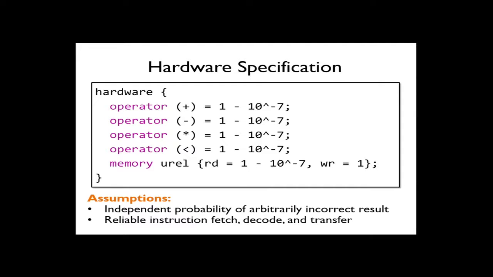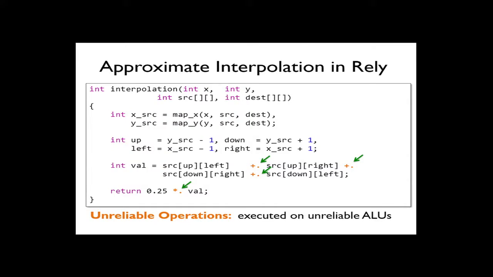So that gives us our hardware spec. Again, individual reliabilities for each of the operations that we have at hand. And now we can go ahead and modify our software to actually target this hardware. And the way this is going to look is that for any operation that I want to be unreliable in my program, I'm going to put a dot after it. This is going to communicate to Rely that this may execute unreliably on these unreliable execution units.